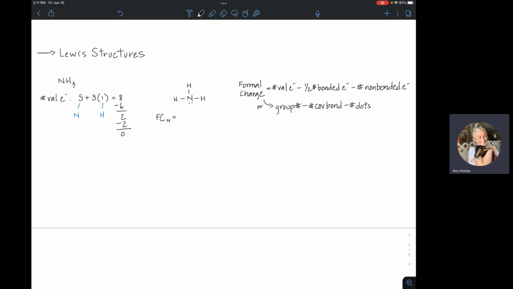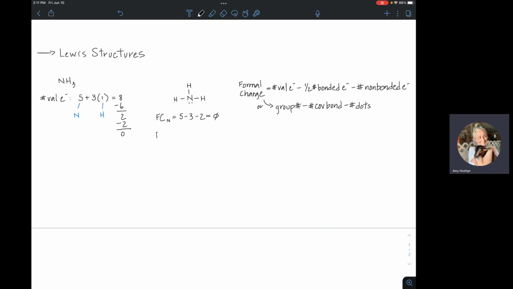nitrogen here. It's in group 5. So in other words, it has 5 valence electrons. I'm going to subtract half the number of bonded electrons. I see that each bond has 2 shared electrons, so 2 bonded electrons. I see 3 of them, so that's 6 total, times a half is 3. Or you could just say, I see 3 sticks coming out of the nitrogen, right? So 3 covalent bonds. The number of dots I see on the nitrogen, or the number of non-bonded electrons, is 2. And so there's no formal charge on that nitrogen.